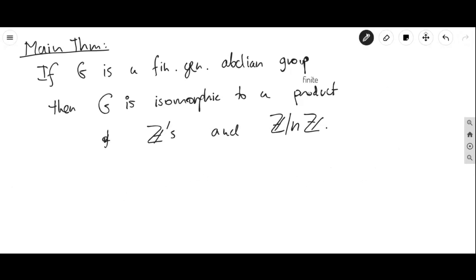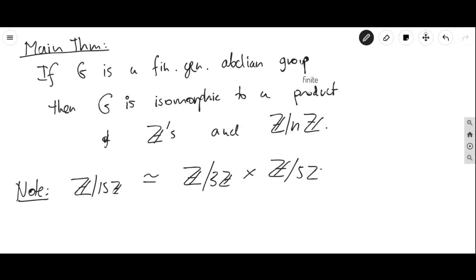So I want to just make an observation. I want you to note the following. If you take Z mod, let's say, 15Z, this is actually isomorphic to Z mod 3Z times Z mod 5Z. So these are actually isomorphic to each other. This is basically what you call the Chinese remainder theorem.